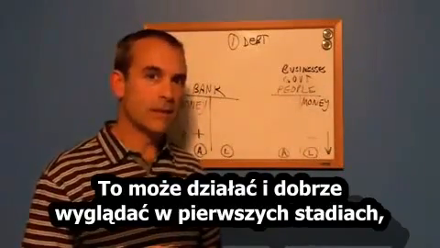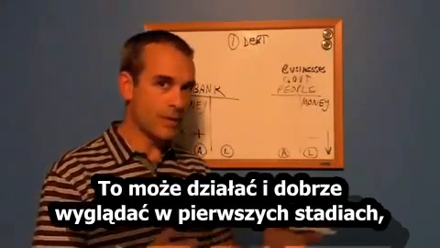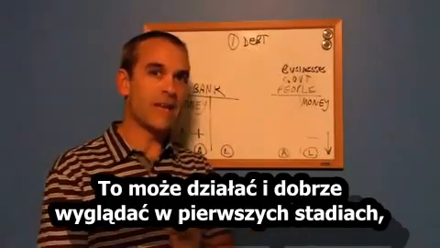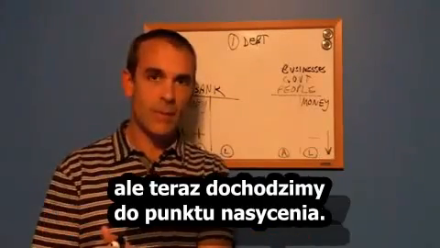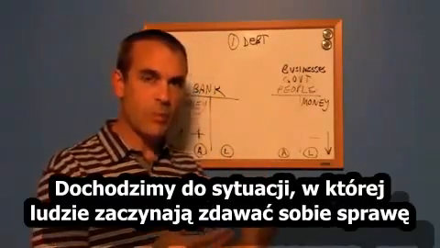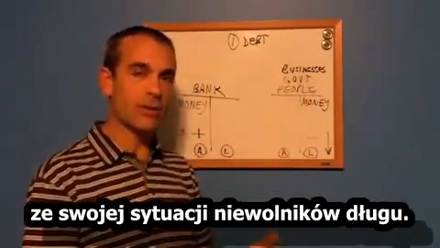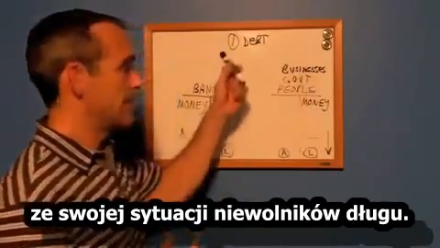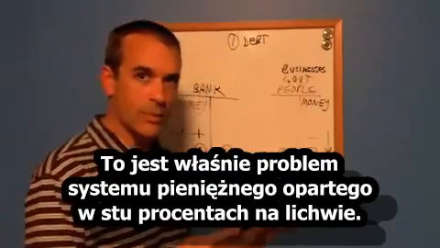And that seemed like a good thing in the first phase, in the first few phases. But now we're getting to the point of saturation. And we're getting to the point where people are realizing their debt slavery condition. And so that's a problem, having a monetary system built 100% on usury.